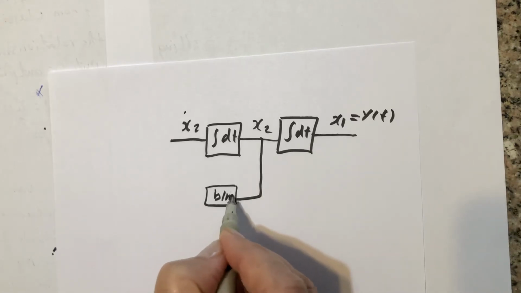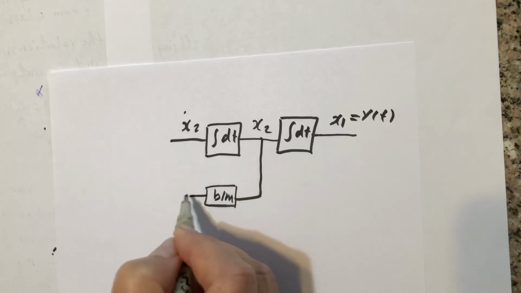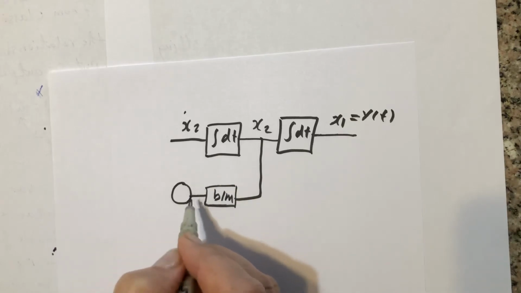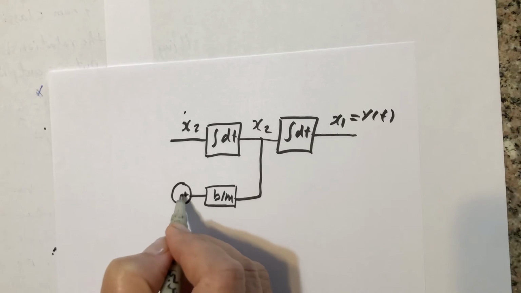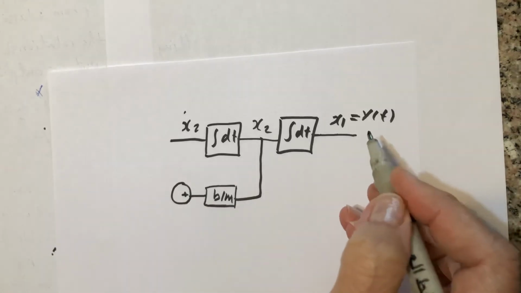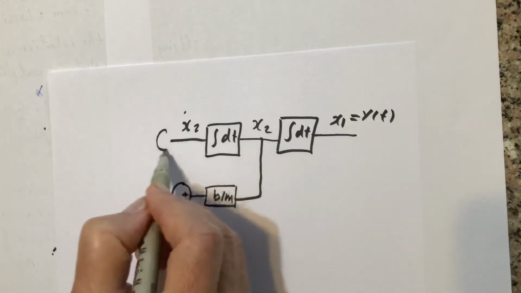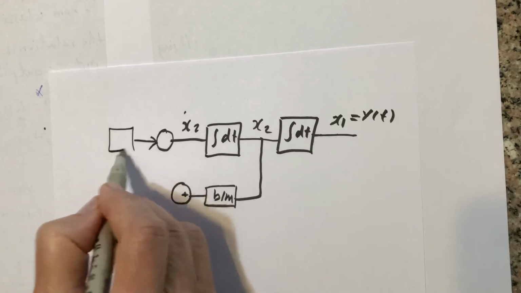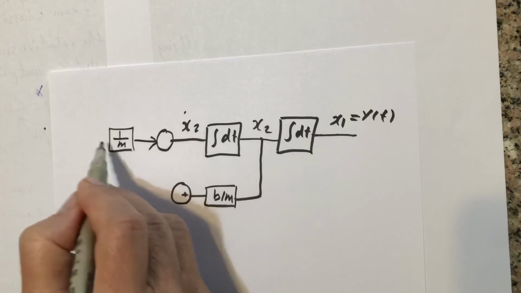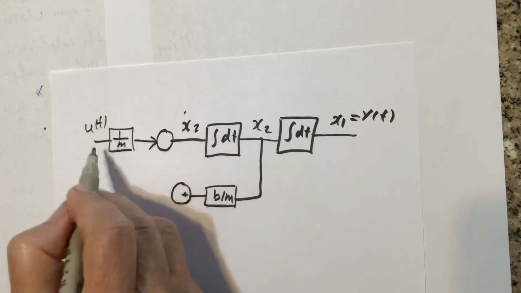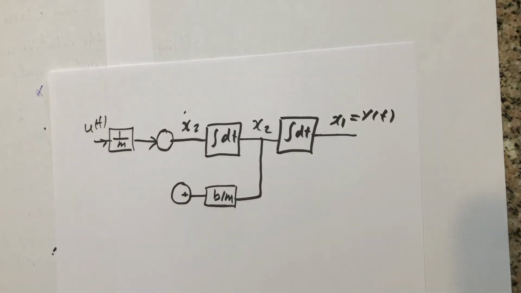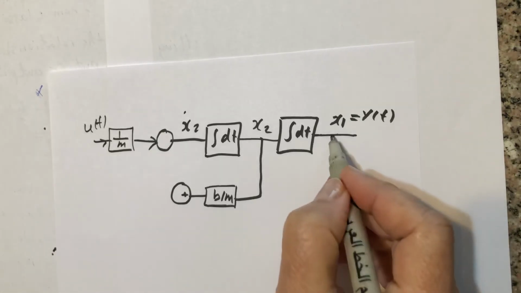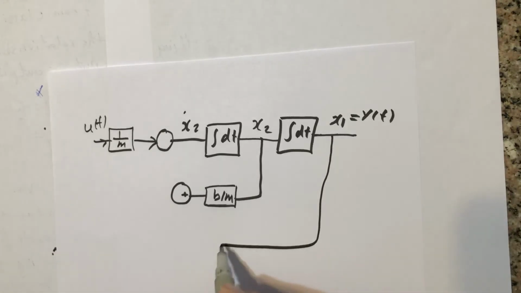B over M. And I'll make another summer here. And what do I have? The input is multiplied by 1 over M. This is u of t. Now I have from x1, what do I have? If you remember the equation, I have K over M.